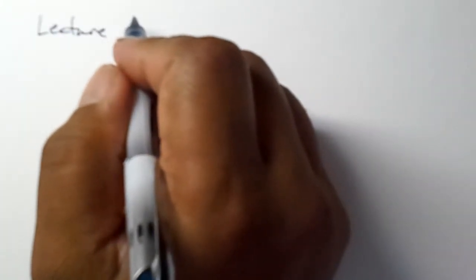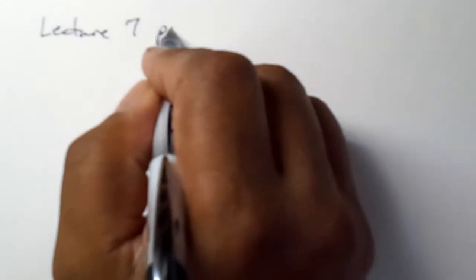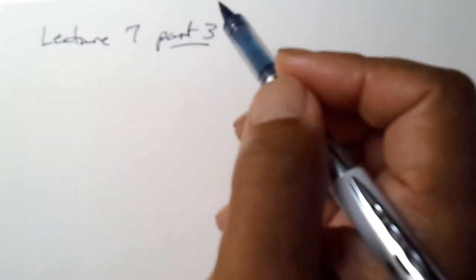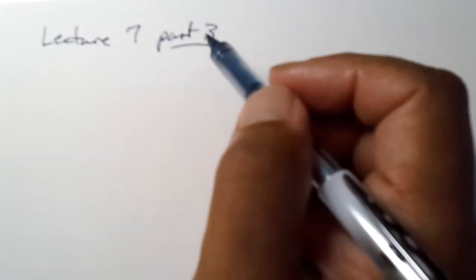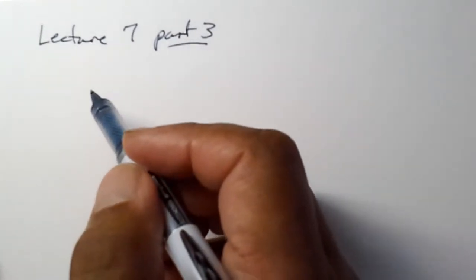Alright, this is Dr. Marion Carroll, and we're going to continue with our, I think it's lecture 7, this might be part 2. Nope, lecture 7, part 3. And I divide these up by parts because some of the information is very much relative to the other, and we haven't moved on to a new topic.